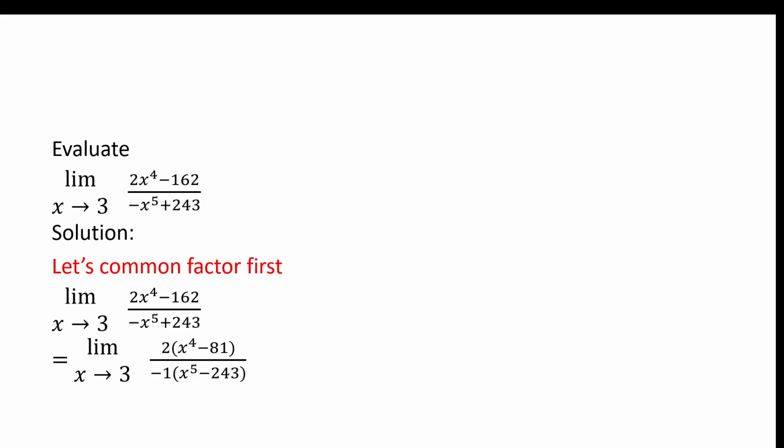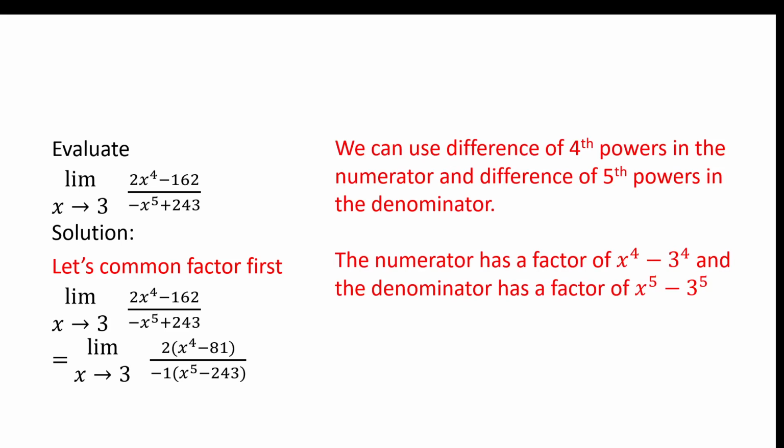And what we recognize now is we have a factor in the numerator that's a difference of fourths, because in the numerator we have a factor of x to the 4 minus 3 to the 4. And in the denominator, we have a factor of x to the 5 minus 3 to the 5. So our numerator is going to give us an opportunity to use difference of fourth powers. Our denominator will give us an opportunity to use difference of fifth powers. Okay? And that's what's shown here.